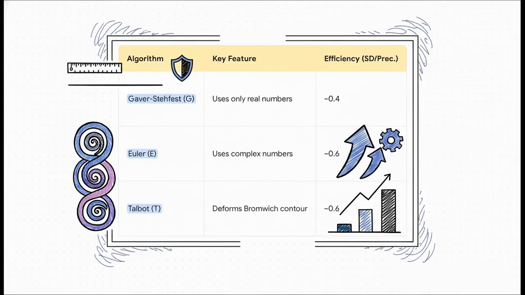And here are the three main flavors. You've got Gaver-Stehfest, which is really cool because it manages to do everything using only real numbers. Then you have Euler and Talbot, which both use complex numbers. But check out that efficiency column on the right. The Euler and Talbot methods are about 50% more efficient. You get way more bang for your computational buck.